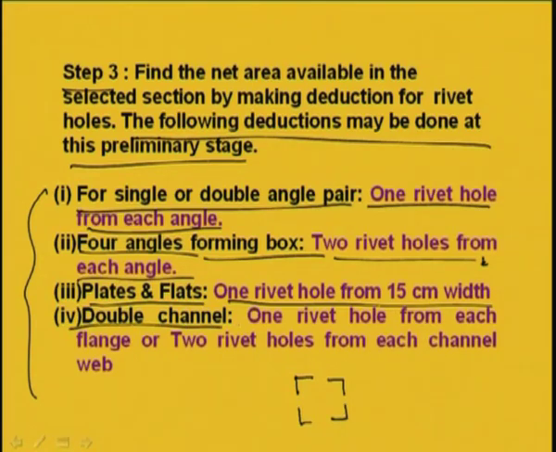Again, double channel. In case of double channel, one rivet hole from each flange or 2 rivet holes from each web. So, these are the deduction of hole at this preliminary stage can be made. 2 rivet holes from each channel web or 1 rivet hole from each flange. For the double channel we can make.